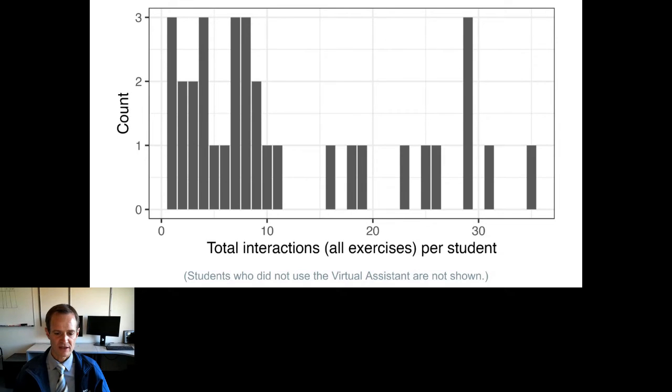This is showing the total interactions per student across all of the exercises. So for students who actually did try using it, how many times did they interact with the virtual assistant? And as you can see to the right, there were some students who used this quite often, as many as 35 times throughout the unit when it was available to them, whereas others didn't use it at all or used it very little. So I'm not showing the ones who didn't use it at all.